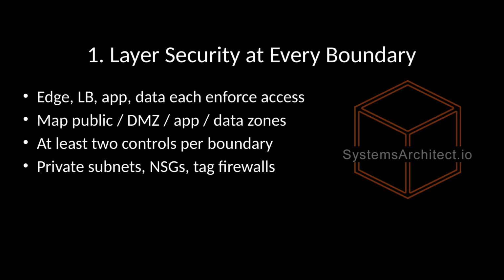On Azure, tiered subnets with NSGs, private link for PaaS, and application gateway with web application firewall in its own subnet. PaaS is platform as a service, a cloud model that provides a managed platform for building and running applications. On Google Cloud, tag-based firewalls, separate VPCs with peering rules, and private Google access without public IPs.